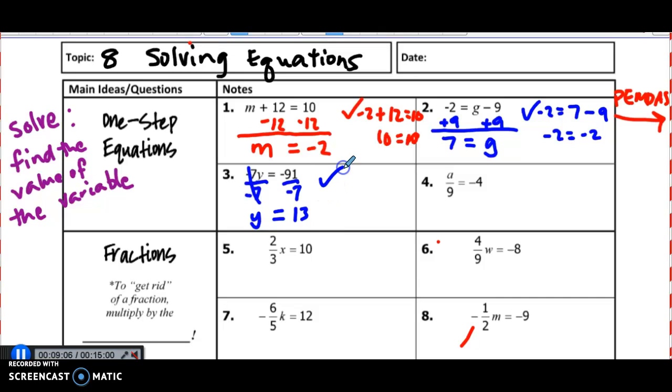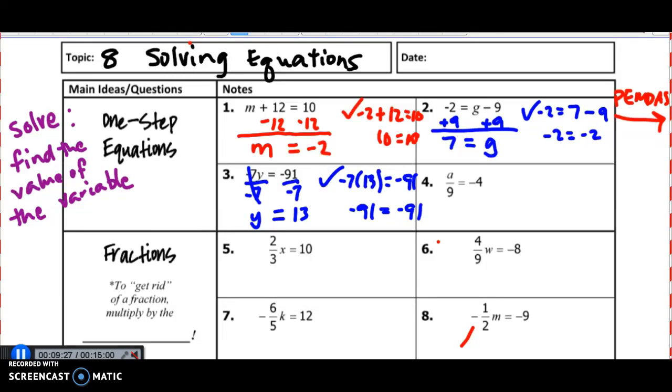And I should double check my work and substitute 13 back into my equation. So if I do negative 7 times positive 13, I should get negative 91. A negative times a positive makes a negative, so my equation checks out.